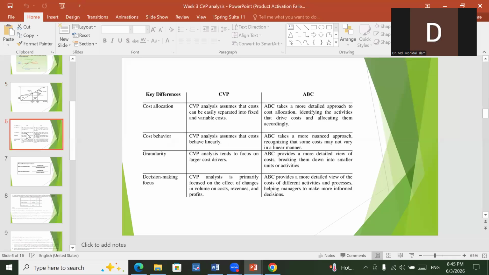This is another slide. There are two keywords that are different here: CVP and ABC. CVP means cost volume profit analysis. ABC means activity based costing. CVP analysis analyzes profit, loss, and sales with their volume. How much sales lead to profit? How much loss leads to the loss? So this relationship is indicated by CVP analysis.